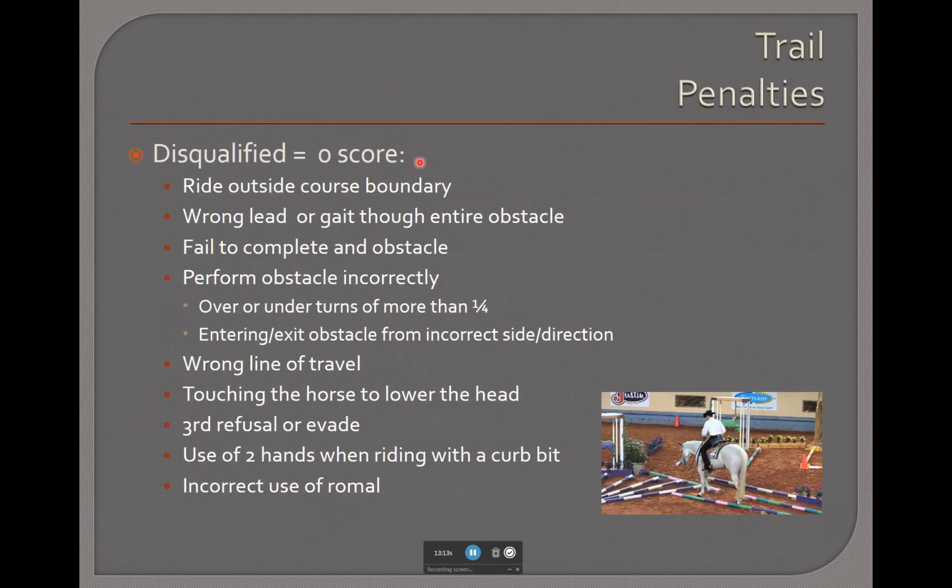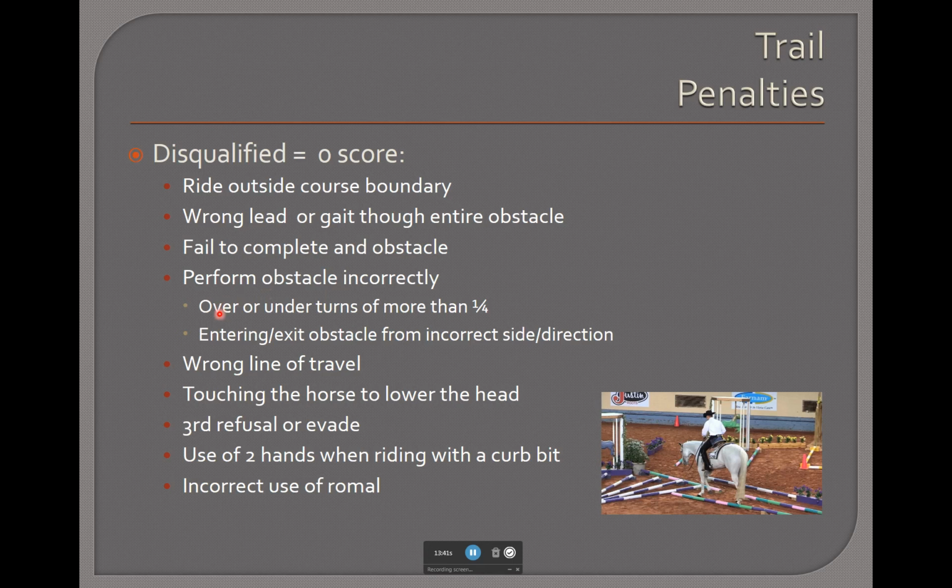Then we have our disqualified runs, which receive a score of 0. Okay, so they go outside the course, wrong lead or gate through the entire obstacle. So if it's a short term, that's a 3-point penalty, but if they never get the correct lead or they're supposed to be loping and they trot the whole thing, that's going to be a score of 0. Don't finish an obstacle or do them incorrectly, those are also going to be 0s.